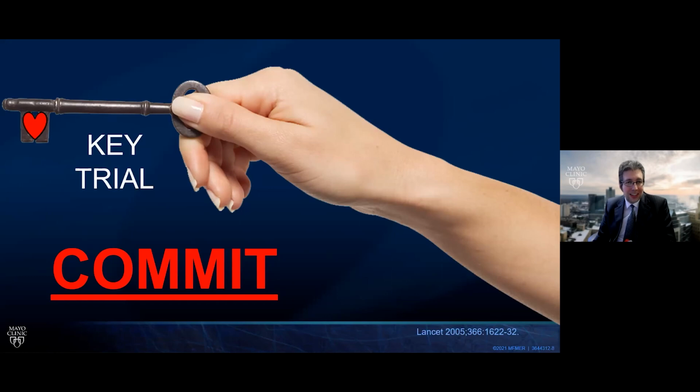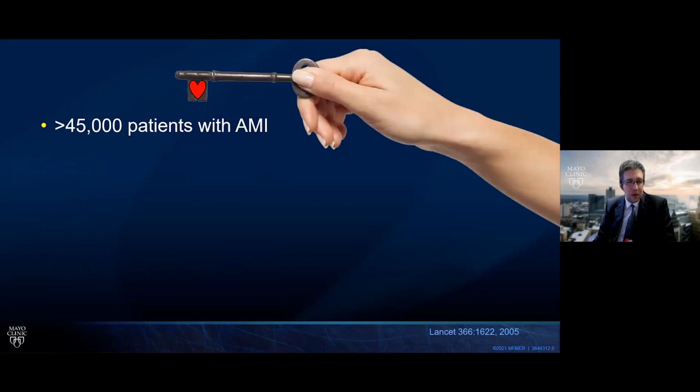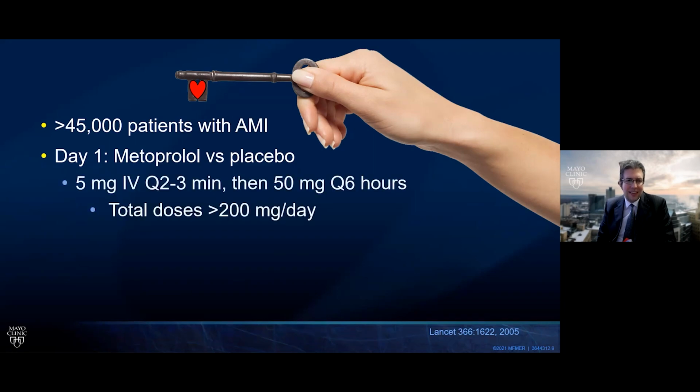It really comes from the first key trial that we will discuss today, that being the COMMIT trial. And COMMIT was an enormous trial. This looked at greater than 45,000 patients who were having an acute MI, and it randomized them into patients receiving protocolized high-dose metoprolol versus placebo. And I think, you know, if you just see metoprolol versus placebo, then that's fine. But the devil is in the details here, because the metoprolol group received 5 milligrams IV every 2 to 3 minutes, so long as their systolic blood pressure was not below the 90s or they weren't profoundly bradycardic.